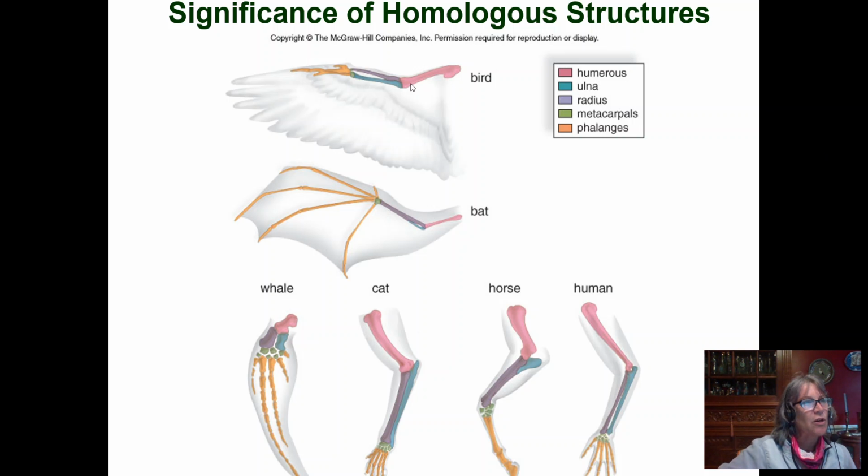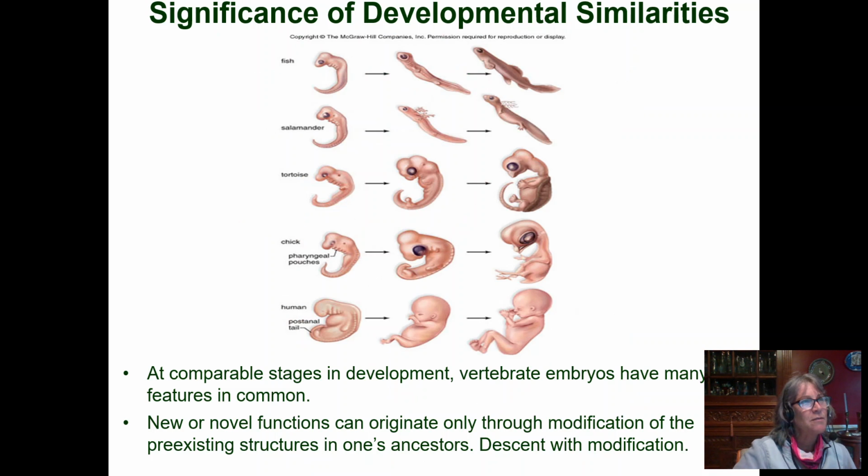So here, it's part of your lab, looking at those similar bones but how they've been modified, all in the forelimb of these organisms. Our developmental similarities, these are those pharyngeal slits. They now become internalized, whereas here they remain gills. Here they're external gills. So at comparable stages of development, vertebrate embryos have all these common features. They look very similar. They have this postanal tail in all of them.